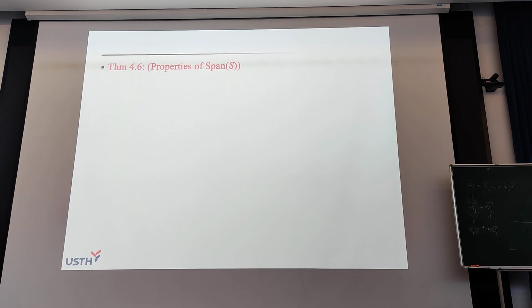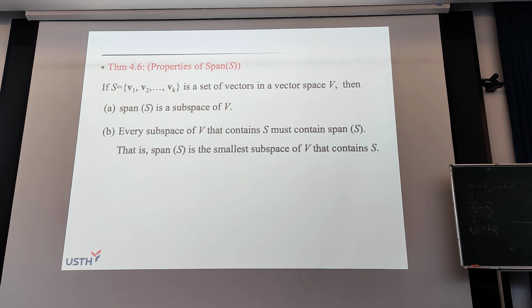Now we study some properties of the span of S. Suppose that S consists of V1, V2 up to Vk, that is a set of vectors in a vector space V. The first one: the span of S is a subspace of V. It is a subspace.